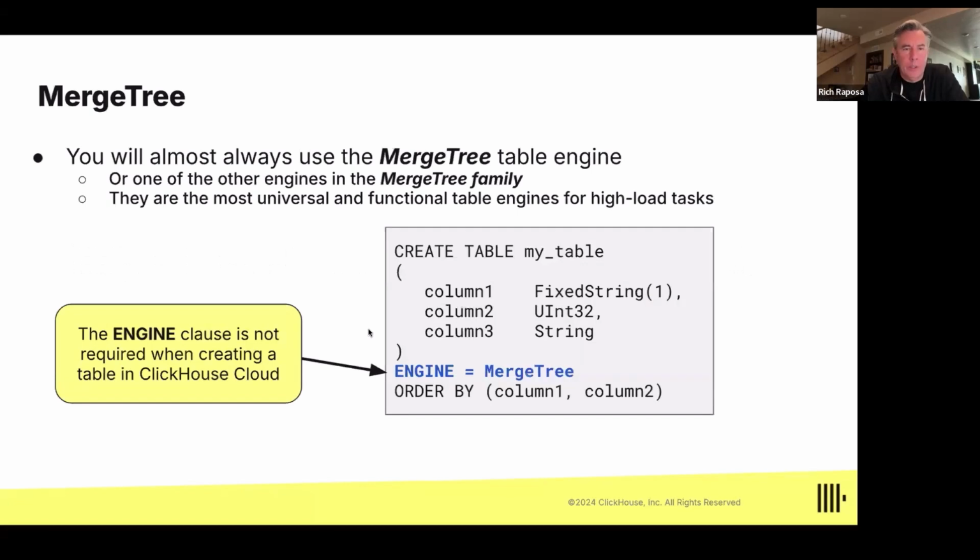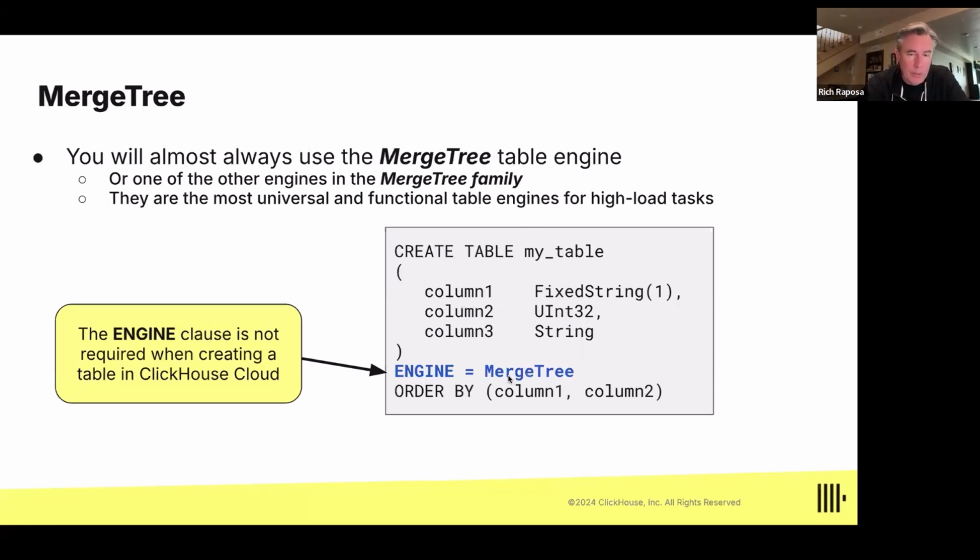So my little question here, which table engine should I use, is this one. For what it's worth, this is a very simple table with 3 very boring column names: column 1, 2, and 3. The engine is merge tree. Notice the sort order is column 1 and column 2. Column 1 is going to be a fixed string, and column 2 is just a number. You put the engine clause after the column list. So this is my ClickHouse table right here.